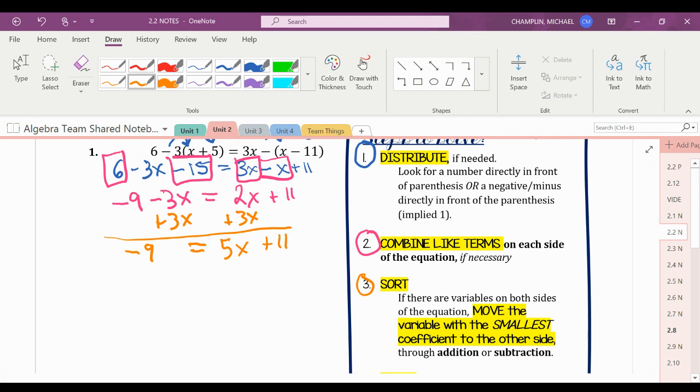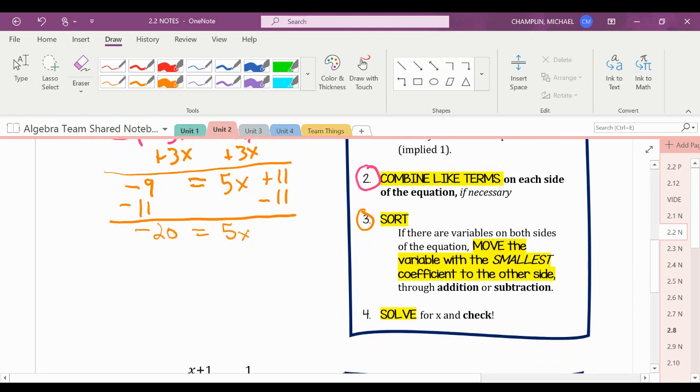However, we're not done sorting, right? Because I still have 5x plus 11. I want to isolate the x. I got to get rid of that positive 11. And to do so, I must subtract 11 on the right side. Whatever I do on the right side, I must do the same on the left side. So now I have negative 9 minus 11 equals negative 20. Bring down the equal sign. Bring down 5x. However, 11 minus 11 is 0, and we can let it be. Oh, man. I can feel the intensity because we are almost there, friends.